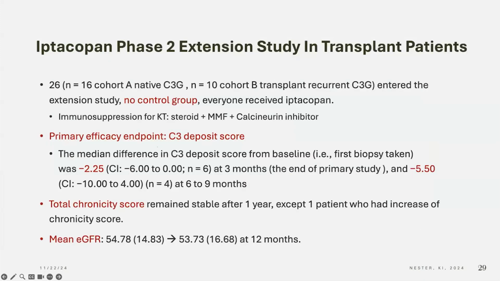26 entered the extension study, no control group again. Everyone received iptacopan. Cohort A is native C3G, cohort B is transplant patient. The primary efficacy endpoint in transplant group was still C3 deposit score, which further decreased during the extension period. Total chronicity score was stable, except one patient who had increased chronicity score, and the eGFR was stable as well.